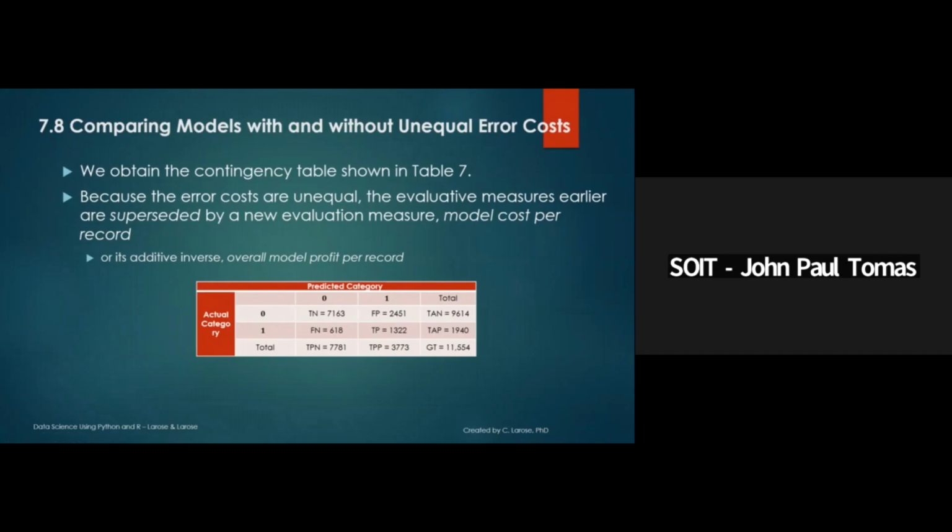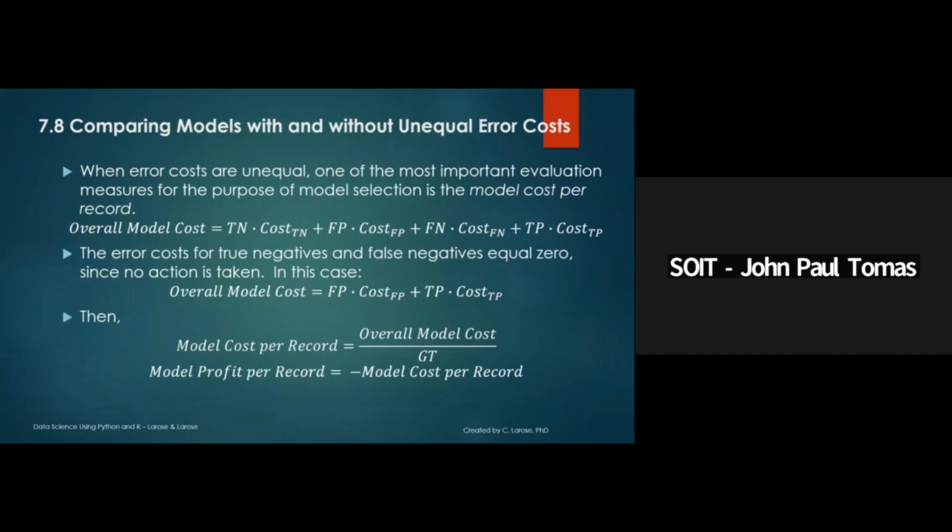So this one is the unequal error cost, for when there are error costs that are unequal. One of the most important things is the evaluation measures for the purpose of model selection. We will be applying this so that we may know which model we are going to choose later on. So we have other formulas that we will be applying, like I've said, for model selection.